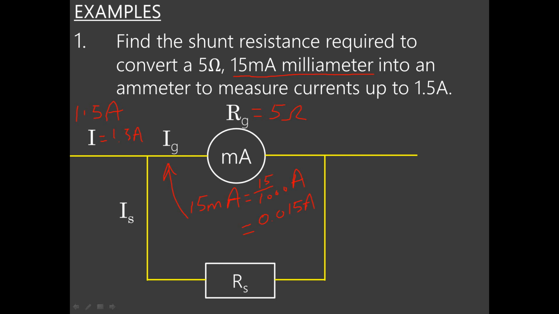What are we left with to do the calculation? We know Rg, we know Ig, we are left with Is. So how do you get Is? Remember, I is equal to Ig plus Is. That means Is is going to be the I that comes, which is 1.5 amperes, minus Ig, which is 0.015 amperes. Sorry for the disorganization here, but I hope you're following.